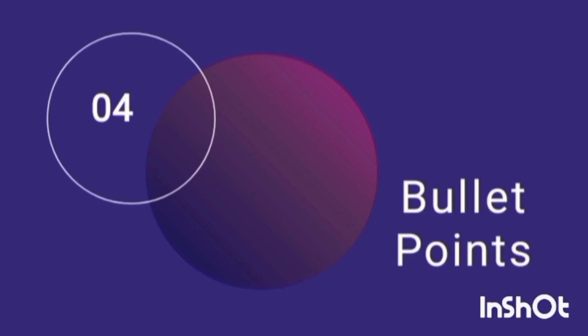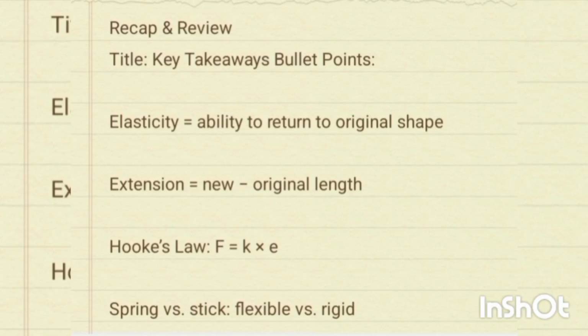Bullet points. Unit 4. From our discussion so far in this video, what are your takeaways? We talked about elasticity as the ability to return to the original shape. We talked about extension as new length minus original length. We stated Hooke's law, which has the formula F equals K E.